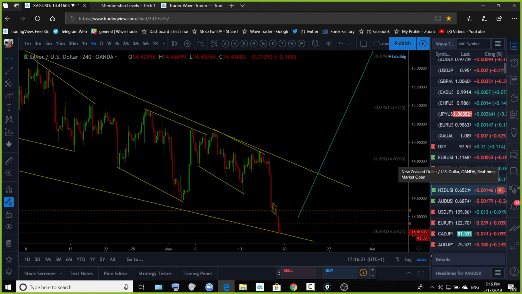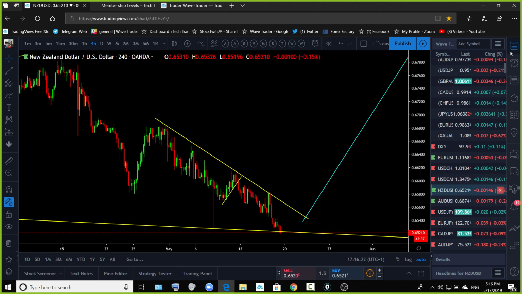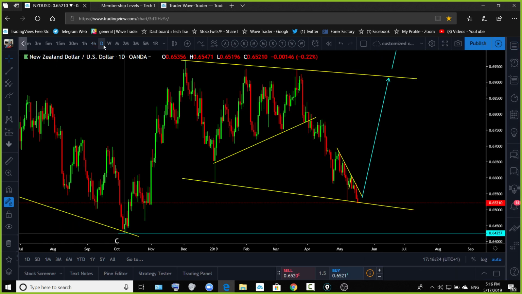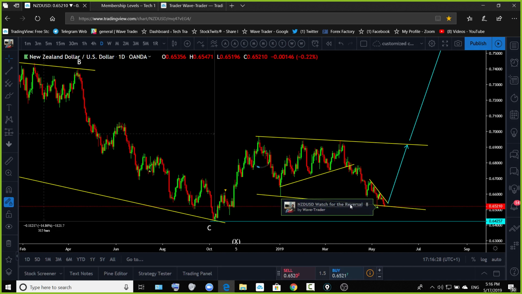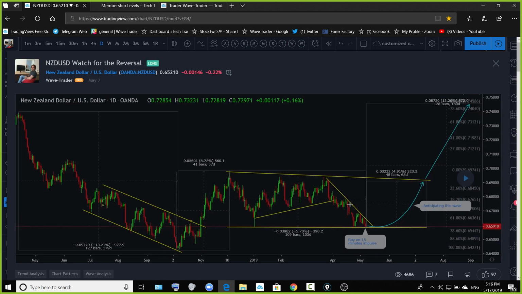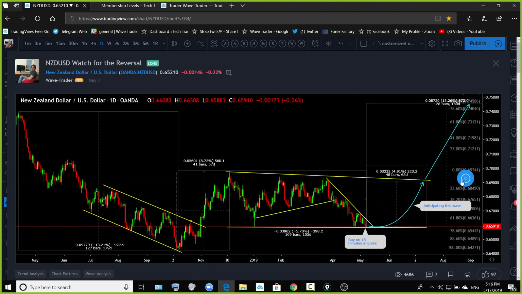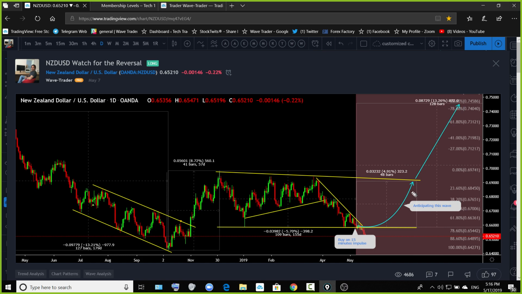All right, there you got the Kiwi dollar. Kiwi dollar is still bearish, slowly pushing lower. We are still expecting it to break the corrective downtrend for upside and reverse the trend. We are still looking for this wave to happen, and this trend to break up, aggressively correct and go higher, something like that.